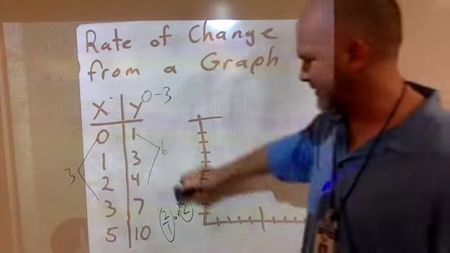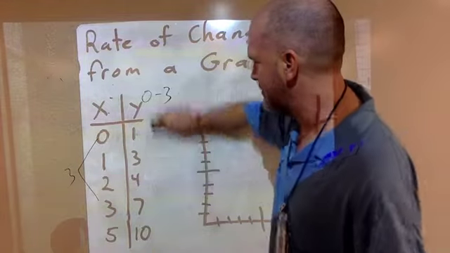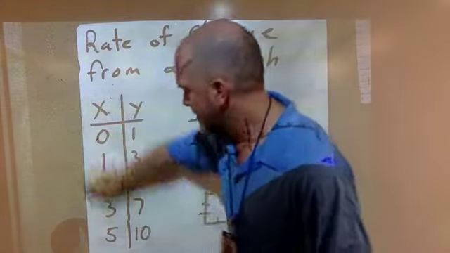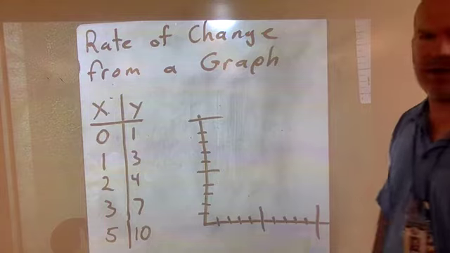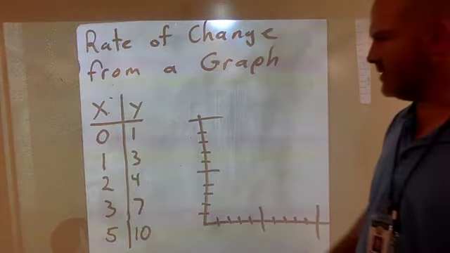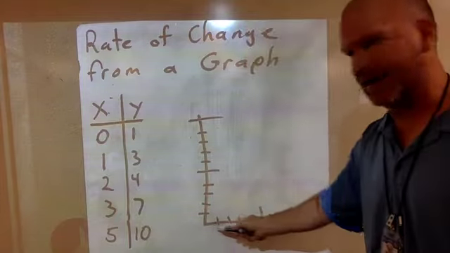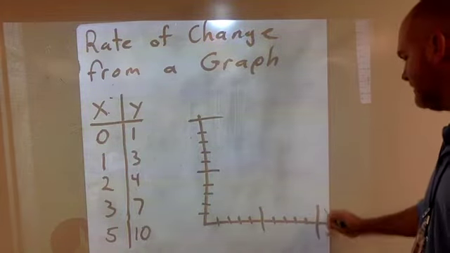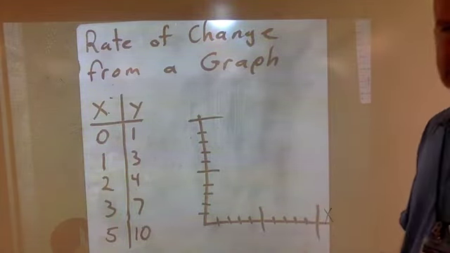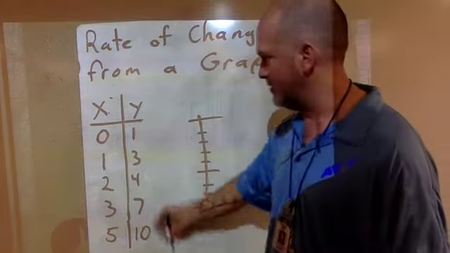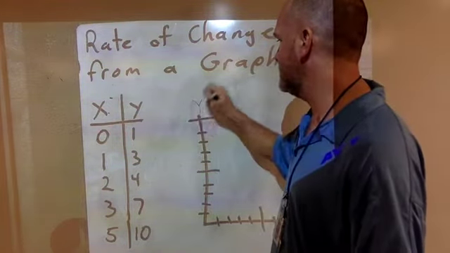Okay, so that's a little review. How do you find rate of change with a table? That's how you do it. Now we're going to turn that table into a graph. We're going to say this x column on our table is the x-axis on our graph, because that just makes sense. And then we're going to say the y column is the y-axis.